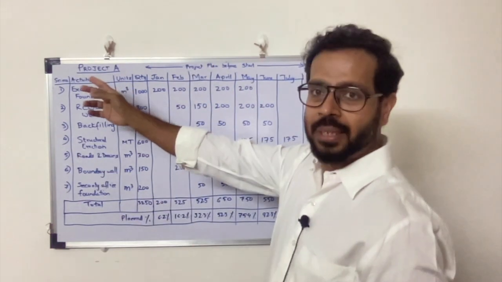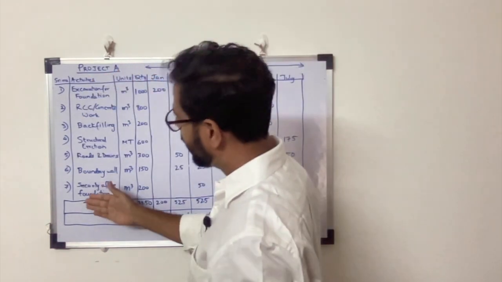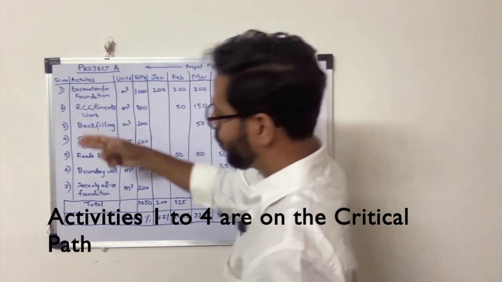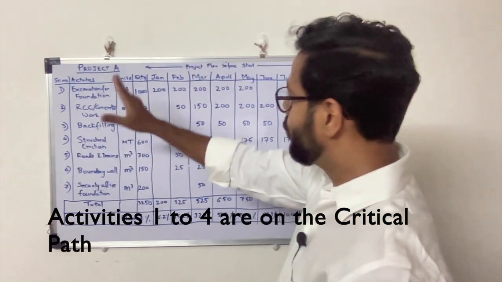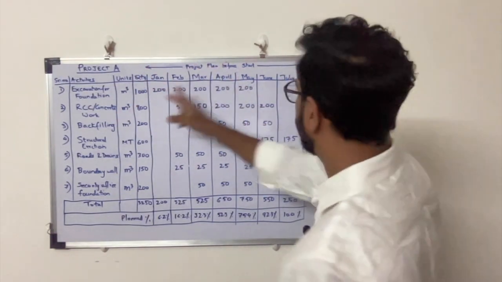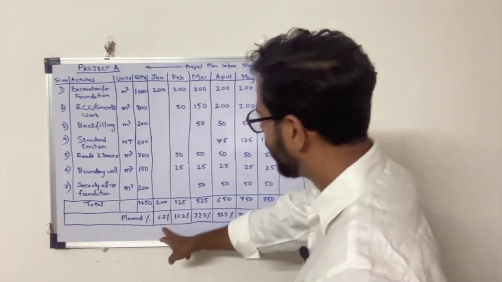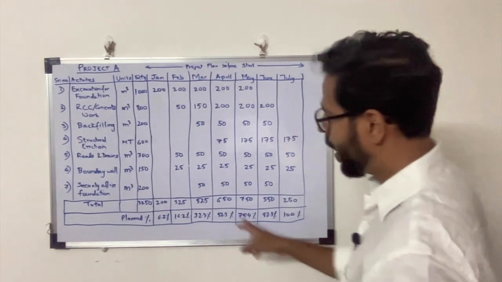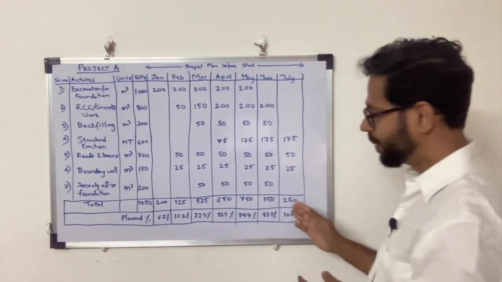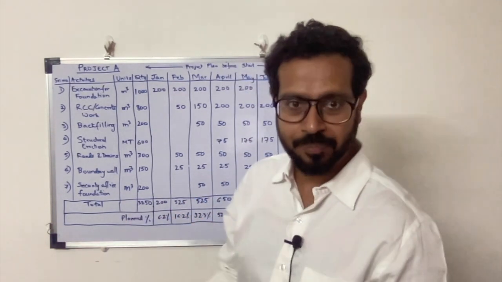Over here I have taken an example of project A, which has 7 activities in the entire project, and these 4 activities, serial number 1 to 4, are the ones on the critical path which drive the duration of 7 months of this project, from January to July. The planned progress percentages are given here month wise, and S-curves are used to measure the progress of the project. At the end of the month, the progress is reviewed by the team.